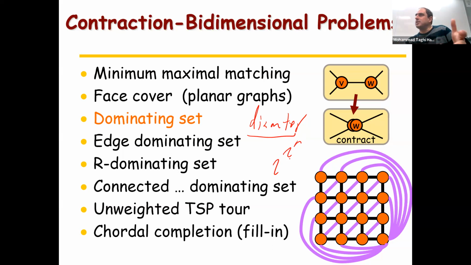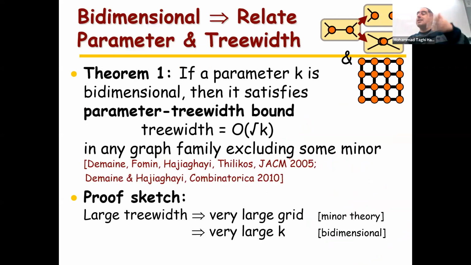TSP is another one. If you have a tour and you contract it, then it goes down. But if you delete it, then it may go up. So this is a lot of computer science, essentially.